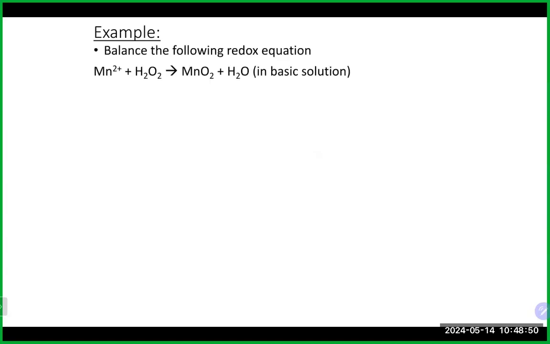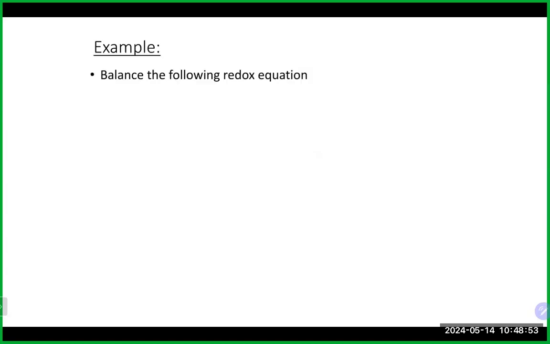So I said, all right, then maybe we'll do one more just to make sure. All right, why don't we do this one. Why not? All right, one more here. Let's balance it in acidic conditions then.